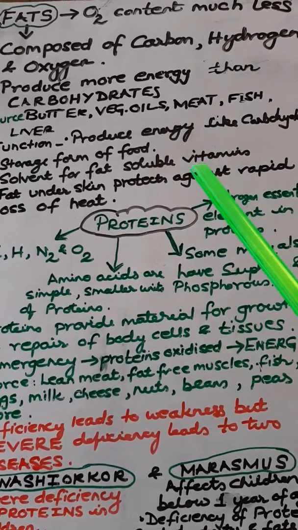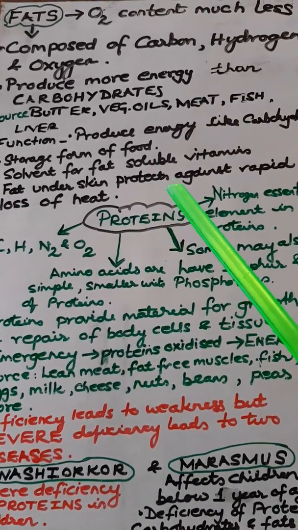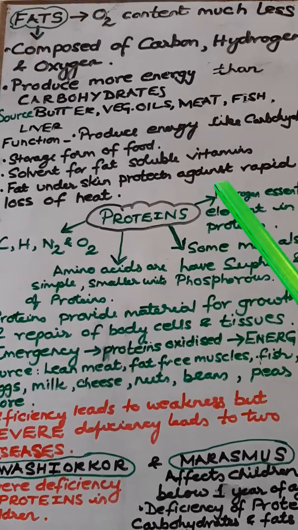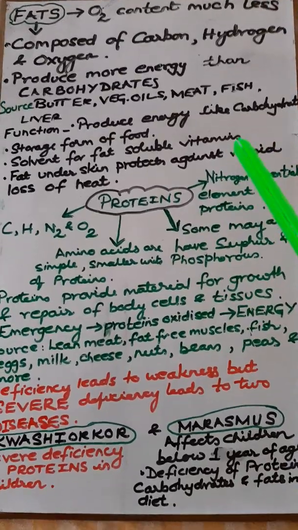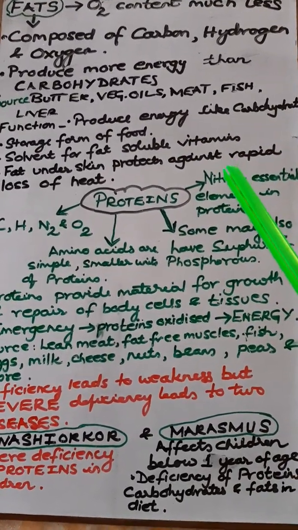Now, fat is there under the skin. The fat that remains under the skin protects against rapid loss of heat. There's no sudden loss of heat, because there is a layer of fat present under the skin.